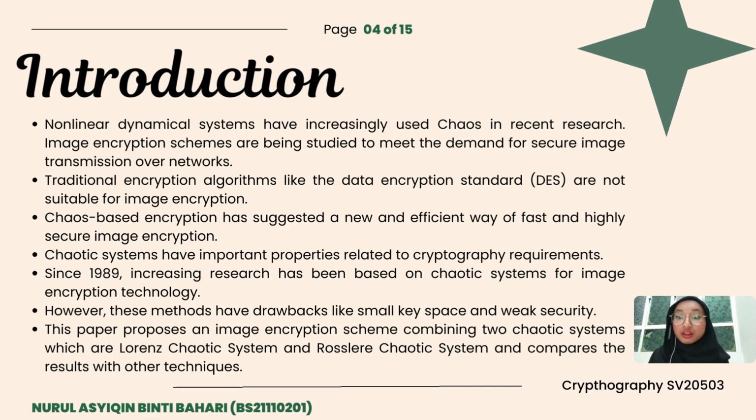Chaotic systems have important properties related to cryptographic requirements. Since 1989, increasing research has been based on chaotic systems for image encryption technology. However, this method has drawbacks like small key space and weak security. So this paper proposed an image encryption scheme combining two chaotic systems, which are Lorenz chaotic system and Rossler chaotic system, and then compares the result with other techniques.